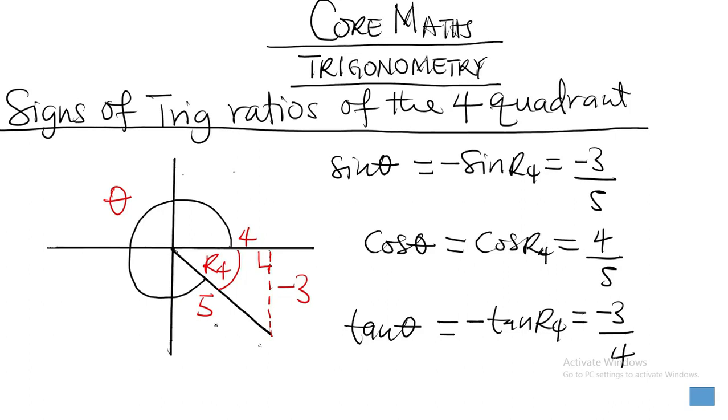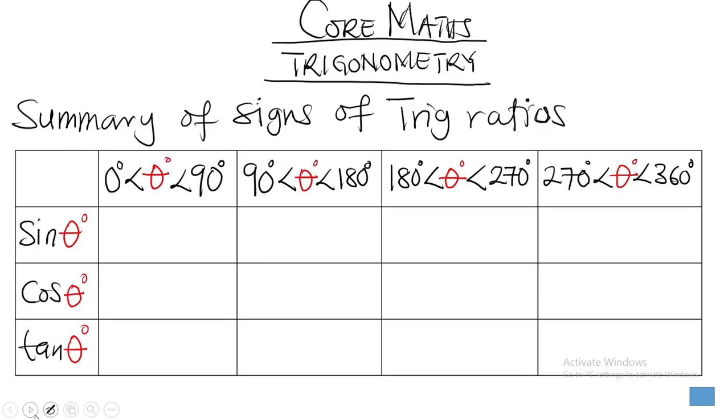So let's summarize all the signs in a table form for easy understanding. Good. So we have summary of signs of trig ratios. Good. So we have sine theta here, and at this point, the theta is between 0 and 90 degrees. So it means that theta is in the first quadrant. So we saw that in the first quadrant, sine theta is what? Positive. Cos theta is also positive, and tan theta is also what? Positive. So in the first quadrant, all the trig ratios are what? Positive.